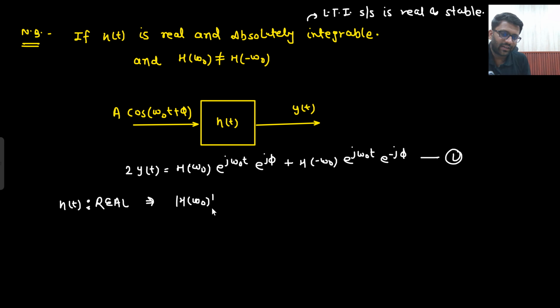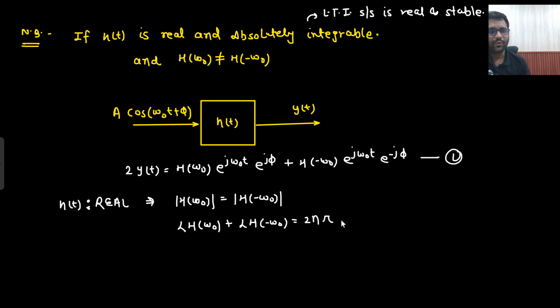That your frequency spectrum, the magnitude spectrum, will be even. And the phase spectrum can never be even or odd. The phase spectrum can be defined in this manner, it will be equal to 2n pi. Do you remember this particular thing? If your h of t is real, then your magnitude spectrum will be even, and the phase spectrum will have this relation: for positive frequency and for negative frequency, if you add up the phase, the sum should be equal to 2n pi, where n belongs to any integer.